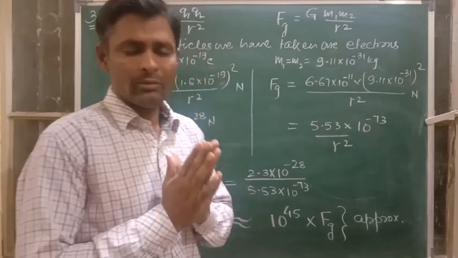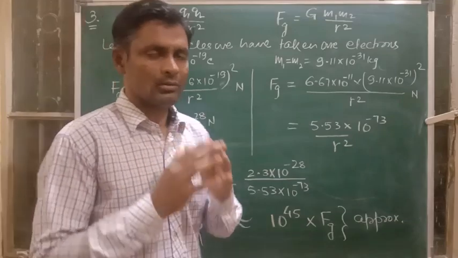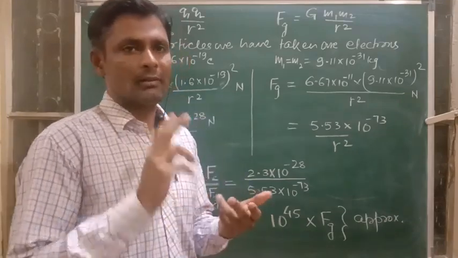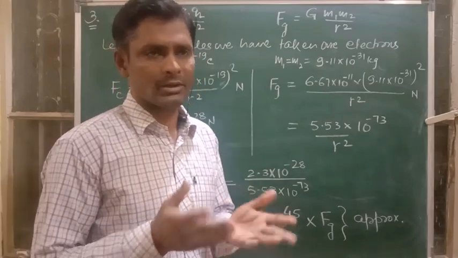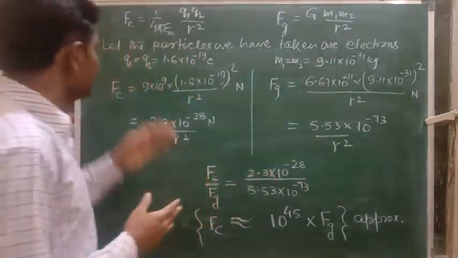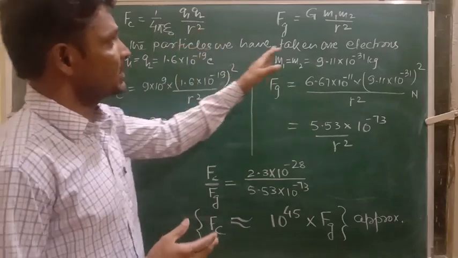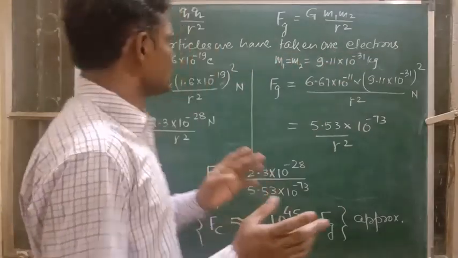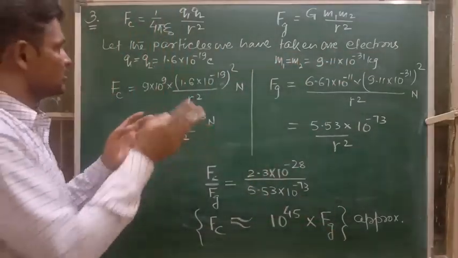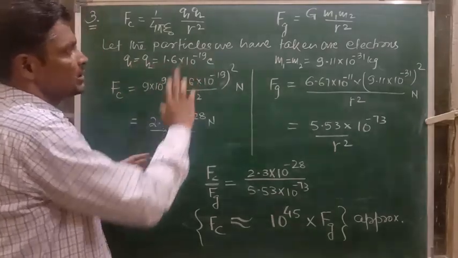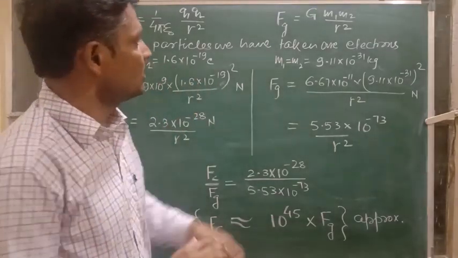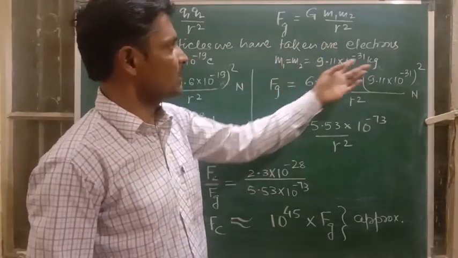Next question. What we are going to do is compare the gravitational force and the electrostatic force between two given charges. Let the particles we have taken be electrons. So what is the charge on the two electrons? That is q1 and q2, and they must be equal, 1.6 into 10 to the power minus 19 coulomb, and the mass of the electrons is this much.